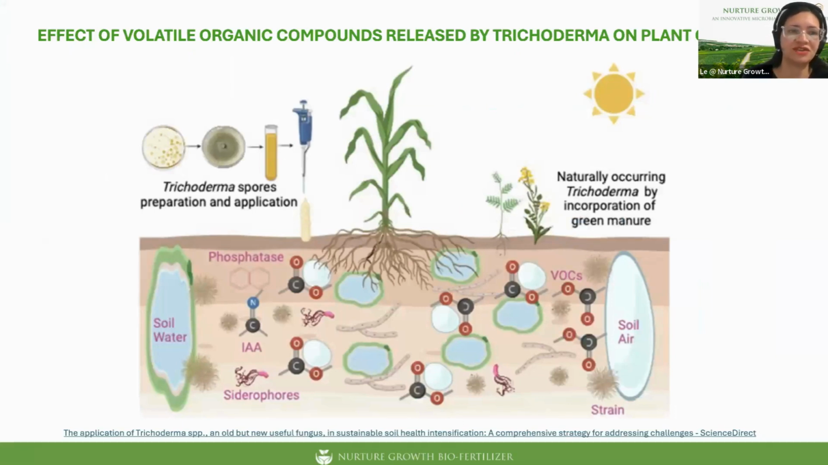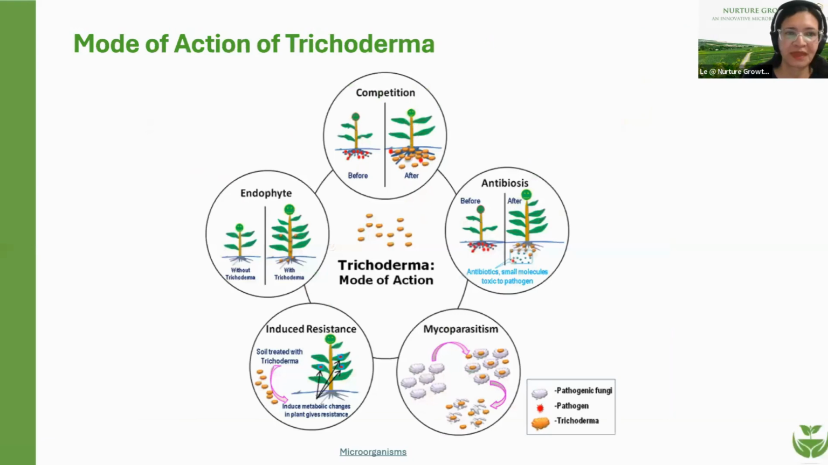This is a slide in which we are showing the effect of volatile organic compounds released by Trichoderma on plants. Trichoderma has the ability to secrete some volatile organic compounds which have a direct relation with the growth and development of plants as well as suppression of harmful pathogens. By releasing these volatile organic compounds, whether the Trichoderma is present naturally in the soil or we are introducing it externally, it is helpful in the growth and development of plants.